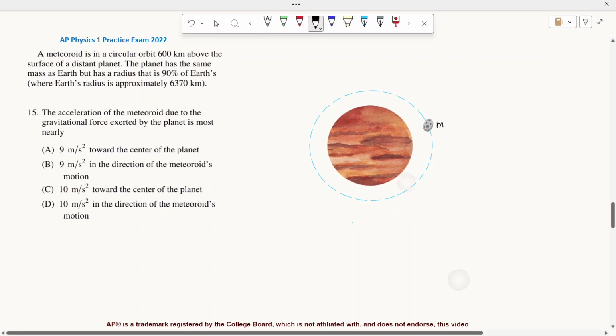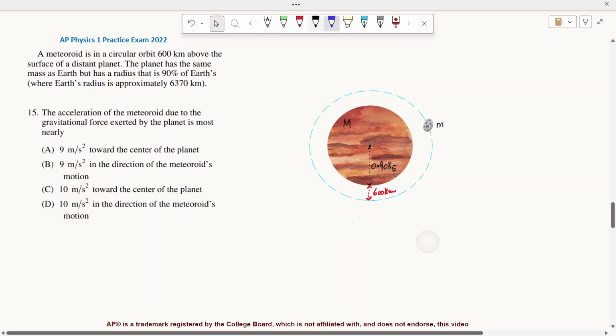It is orbiting around a planet which has a mass M, and in comparison to the Earth, its radius is 90%, which means that let's say it is 0.90 RE. This is the radius of this distant planet. And this meteorite is not experiencing any force of gravity from the Earth because they mentioned it's a distant planet. Okay. So the height above the surface of this planet is 600 kilometers.